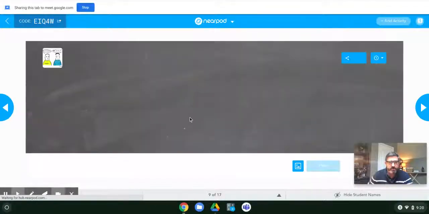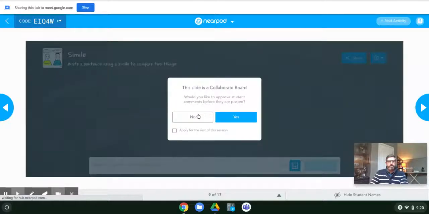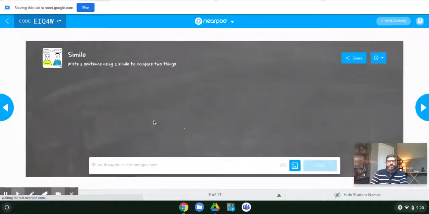All right, on this one, write a sentence using a simile to compare two things. So this is where you're actually going to type in the bottom here where it says share your thoughts. And then you'll click post when you're done. So everybody write a sentence using a simile. So I'm going to join in here.